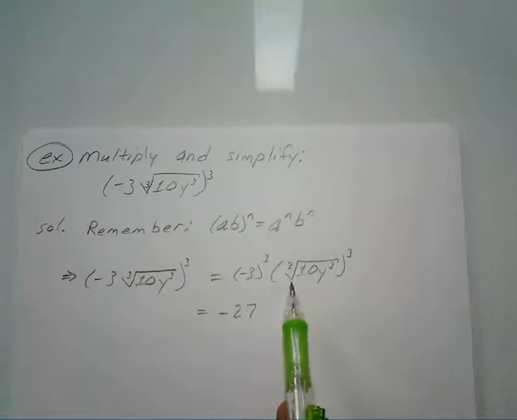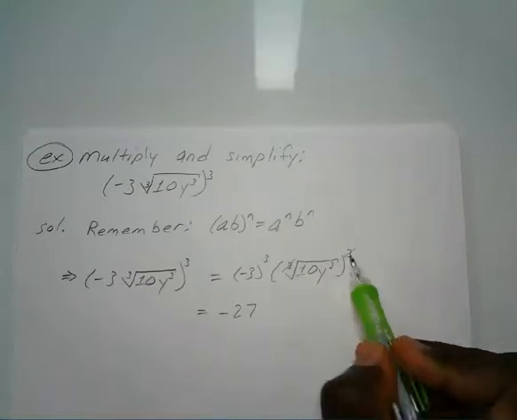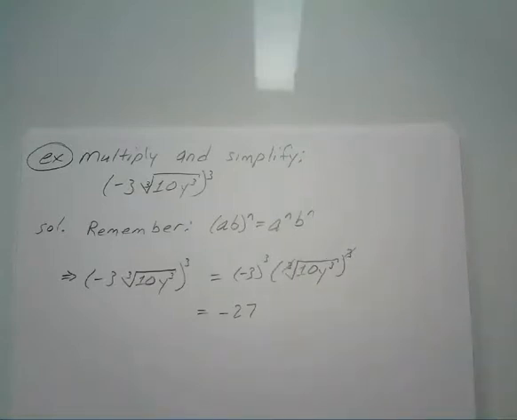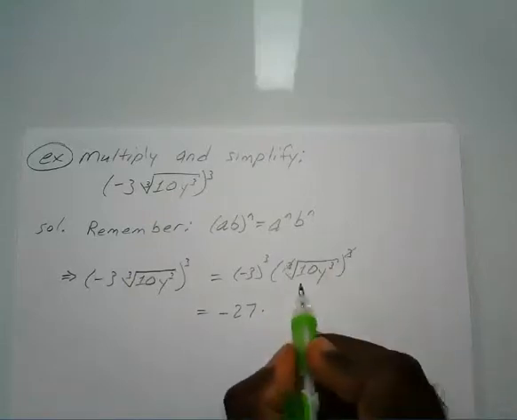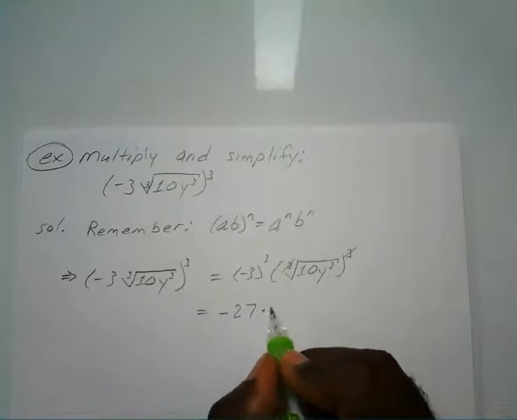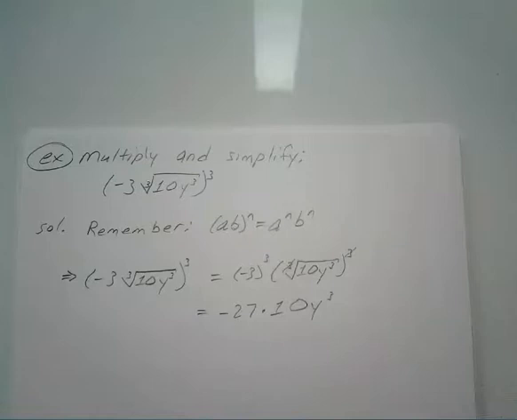Now, with this one, you just have to look at one thing. If you notice, your index matches your exponent. So you could cancel those two out. Or if you wanted to, you could have separated these two and then distributed the exponent, but you would have ended up with the same thing. Okay, so when those two cancel out, you're left with whatever the radicand is. So it's times 10 times y to the third power.